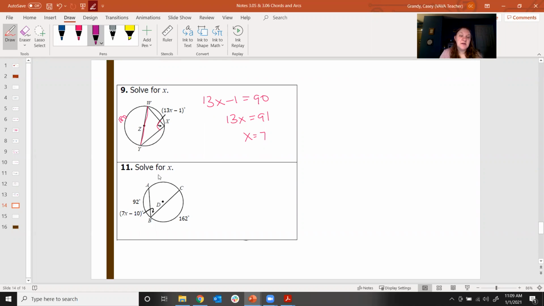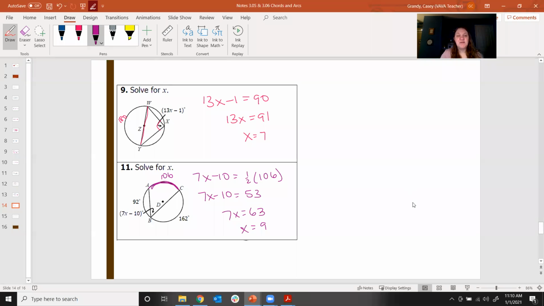Looking at the next one, they don't tell me the measure of AC. But they tell me the measure of these guys. I know that a circle has to add to 360. So if I know this piece is 92 and this piece is 162, I can subtract those from 360 to find the missing piece. So AC is 106. 360 minus 92 minus 162. Now that I know that missing piece, I know the angle, I can set up an equation and solve for x. Try that now.